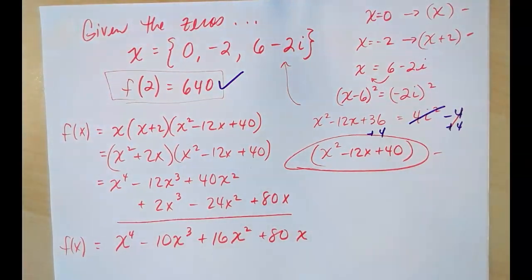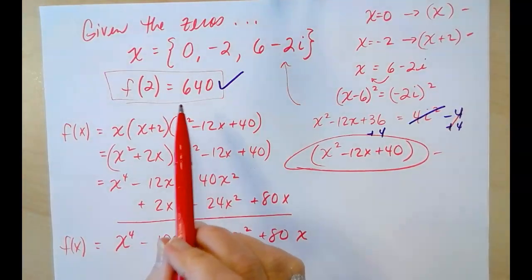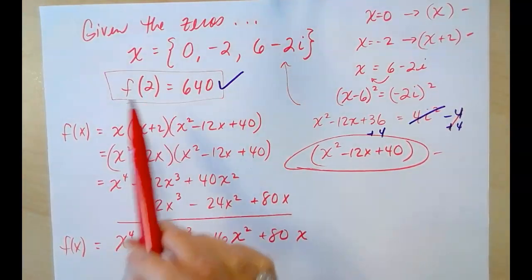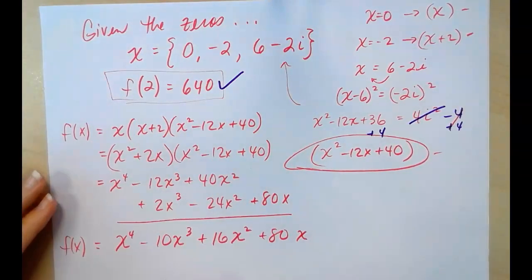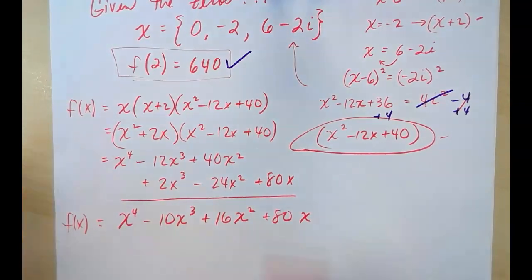But wait, we've still got to use this piece of information, which essentially means we need some constant value a that we're going to multiply through that's going to cause the function to pass through the point (2, 640). So f of 2 equals 640. Well, let's plug that in right down here.